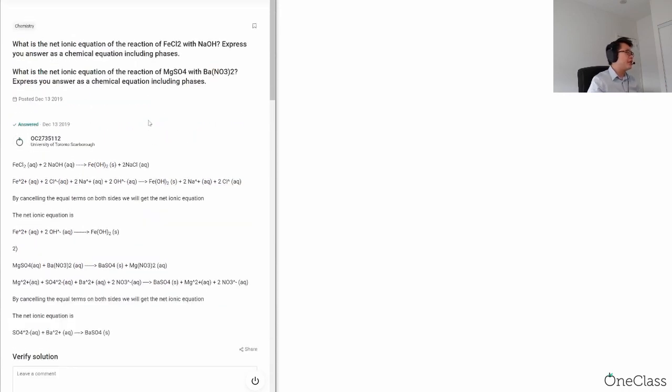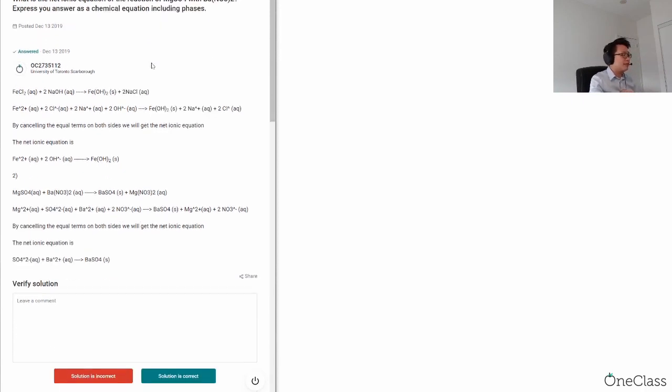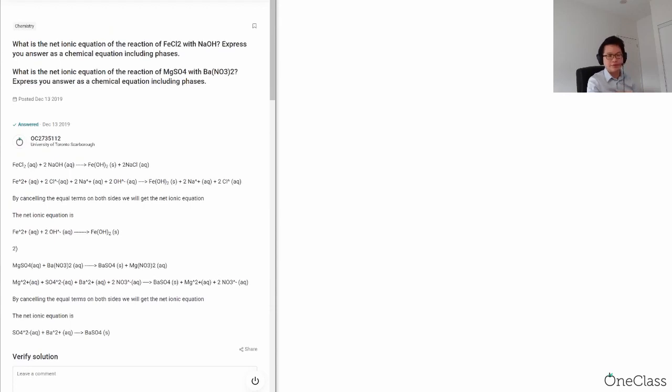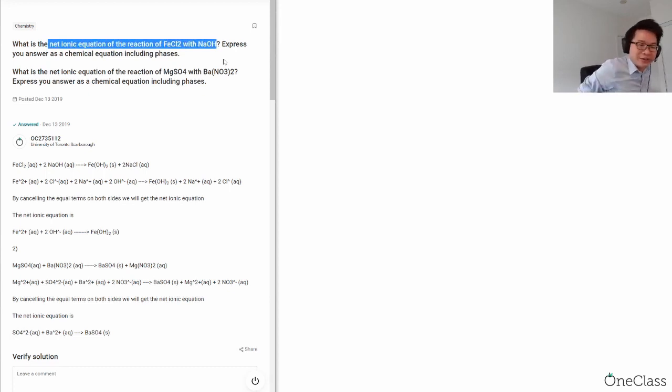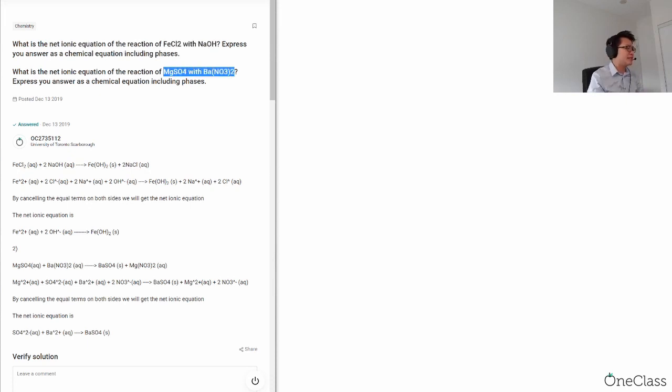Okay, so from here we are going to look at double displacement reactions. For this case, I believe the question is just missing some important information, because we don't know the state of iron chloride and also sodium hydroxide, and the same for magnesium sulfate and also barium nitrate. But I believe we all start with a solution.